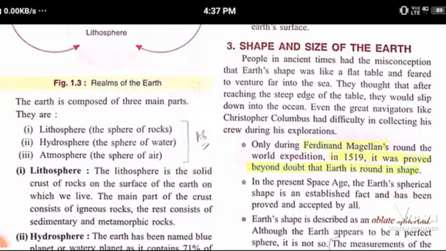That was merely a superstition, a confusion or misconception. They thought that after reaching the steep edge of the table, they would slip down into the sea or the ocean.